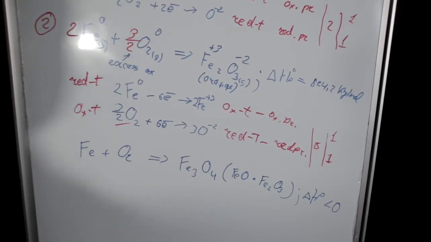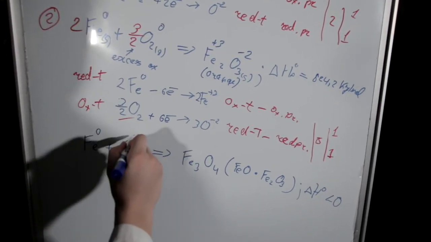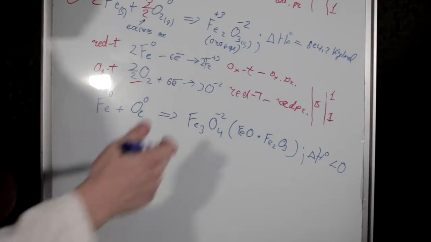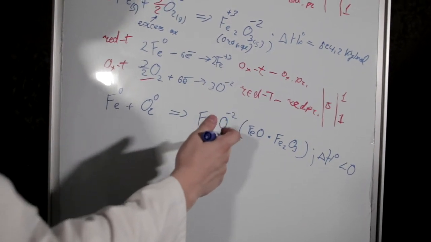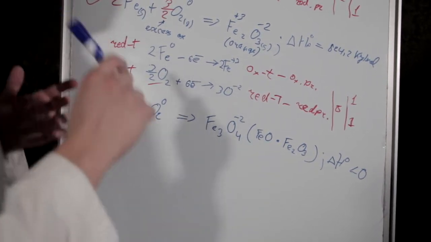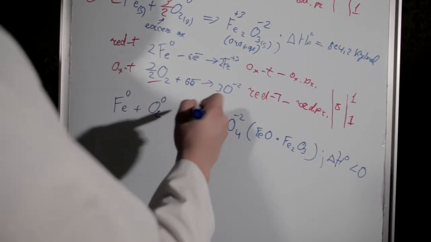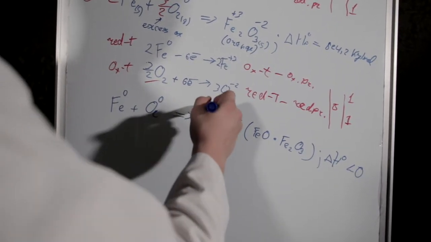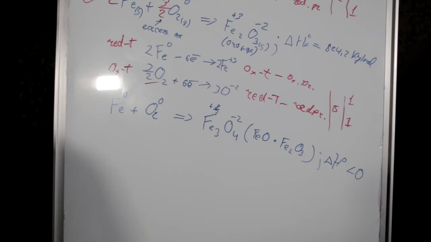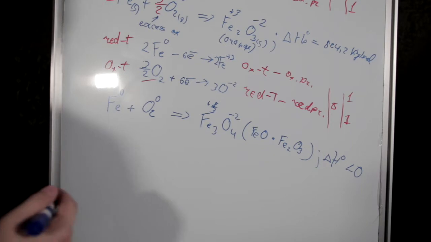Okay, let's equalize this one. So we can see that iron here has 0, oxygen has 0, oxygen here has -2, so -2 multiplied by 4 is -8. But the thing is, -8 divided by 3 is not a whole number, so we should write that the oxidation state of the iron is +8/3. How strange that sounds, but it's what it is.